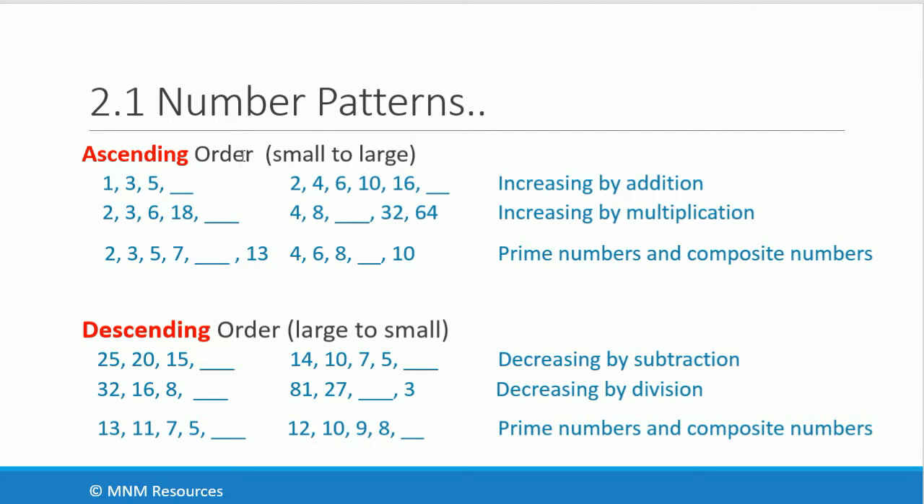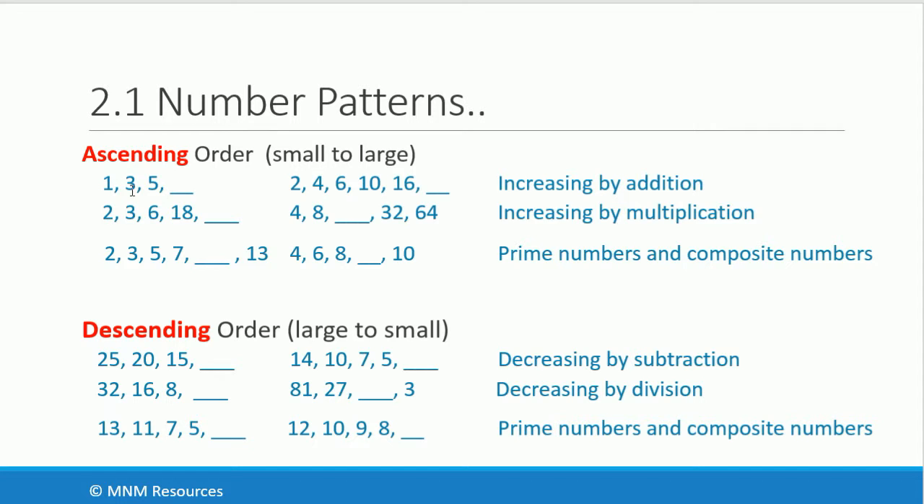Let's look at some number patterns under ascending order where you can see that the numbers are increasing with every subsequent number. So a common trend that you'll be able to observe is that the numbers will increase by addition. Let's look at this first example where the number increases from 1 to 3 to 5 and you're expected to fill in the fourth number.